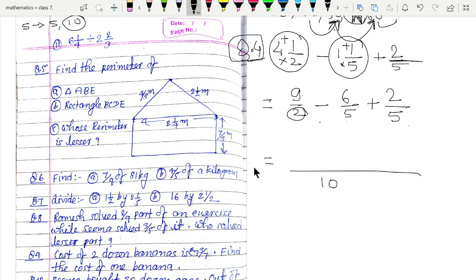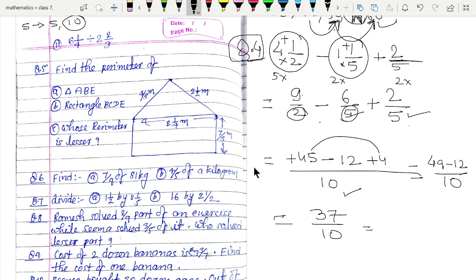Okay, do you know what the BODMAS rule is? Yes, sir. What do we do in the BODMAS rule? We will first add these two. So it is 49 minus 12 by 10. Can you say what the answer will be? 49 minus 12 is 37 by 10. And if you change it to a mixed fraction, it will be this. Clear? Yes, sir.